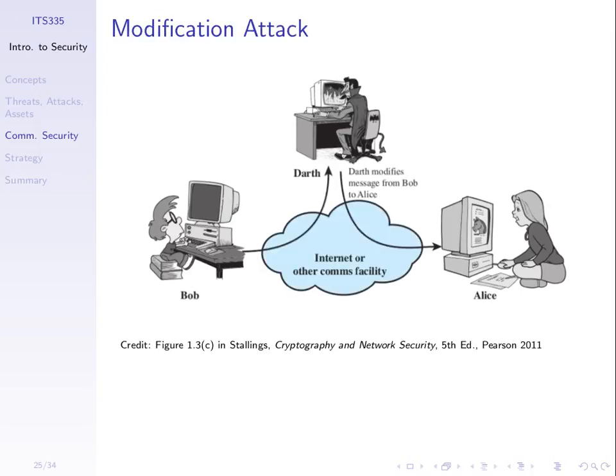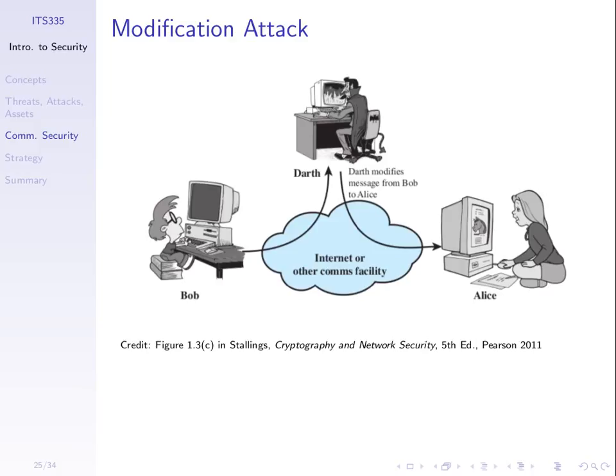Modification. Bob sends a message. It doesn't get to Alice. Somehow Darth intercepts and modifies the message and then sends it on to Alice in the modified form. So the original message was, please decrease Darth's salary by 10,000 baht. Darth gets it, changes decrease to increase, and then sends it on to Alice. So this is modification. Note that the original message sent by Bob didn't get to Alice. It was modified along the way.